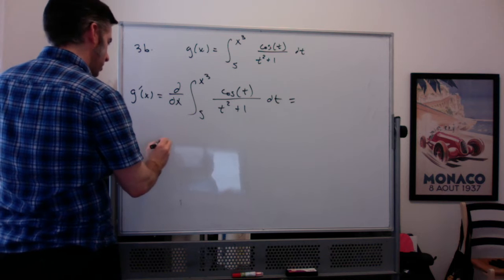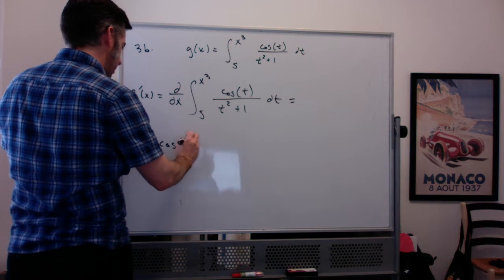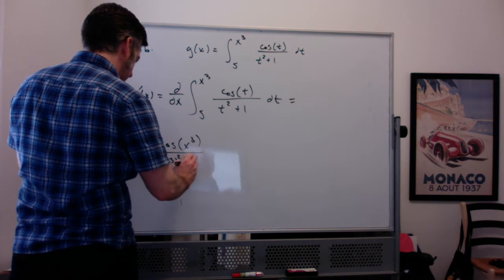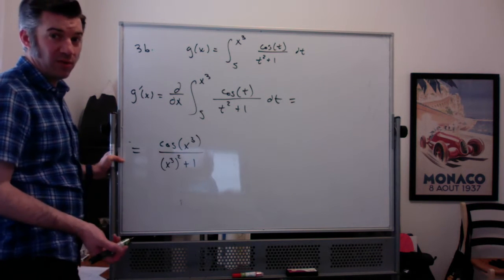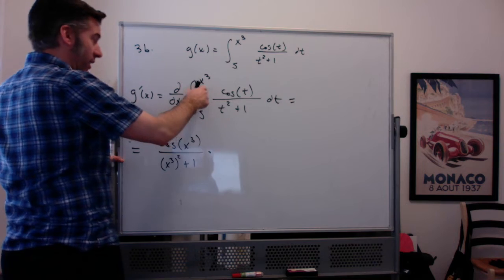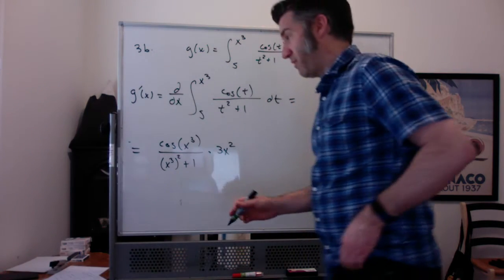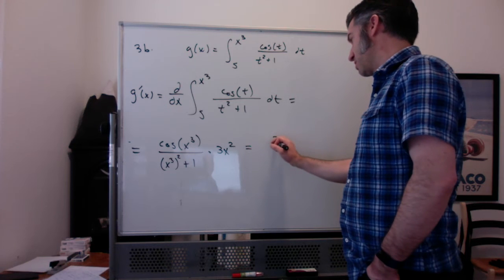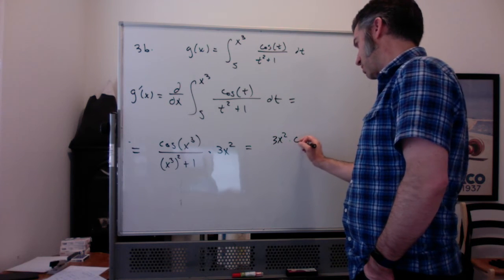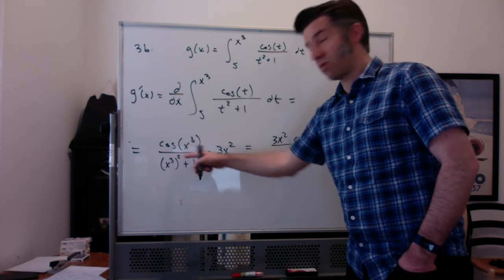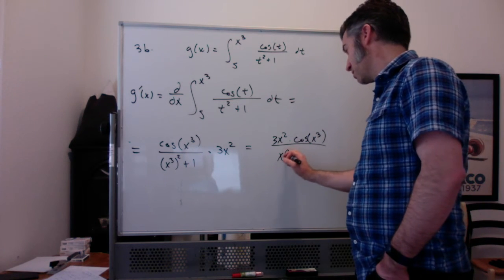So we're going to get cosine of x cubed over x cubed squared plus 1. But then we have to multiply by the derivative of x cubed. And I would probably simplify this just a tiny bit. I'd probably write this as 3x squared times cosine of x cubed divided by x cubed squared is x to the 6th plus 1.